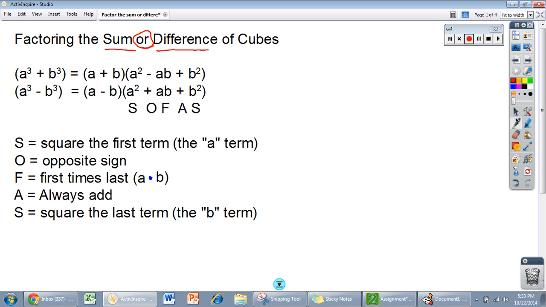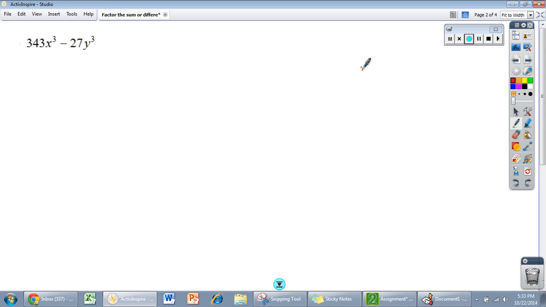I have 3 examples that we're going to do together. Here's our first problem, and we're looking at 343 and negative 27. Let's see, first of all, if there's a greatest common divisor for both of those terms. So let's go to our calculator.